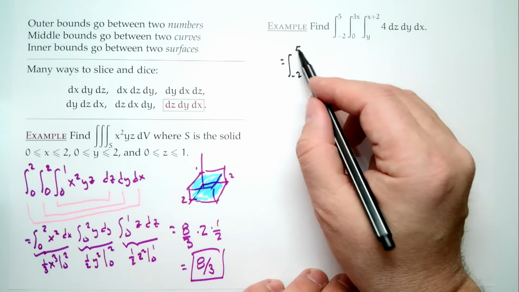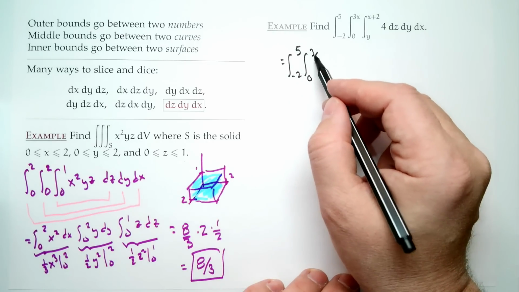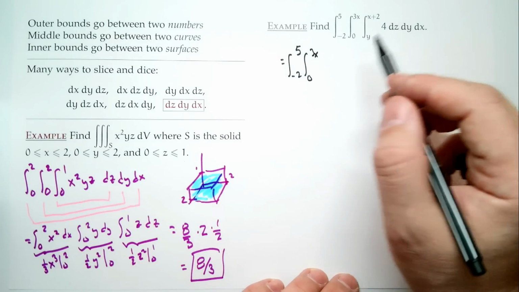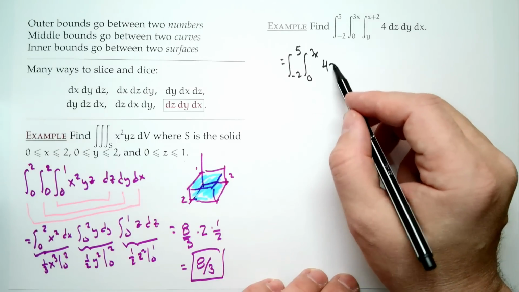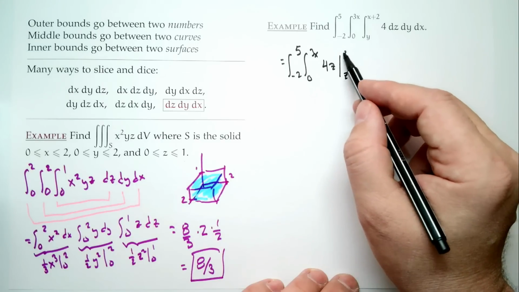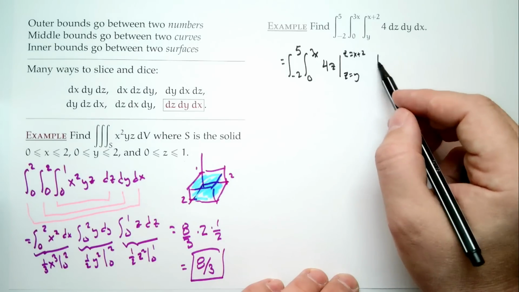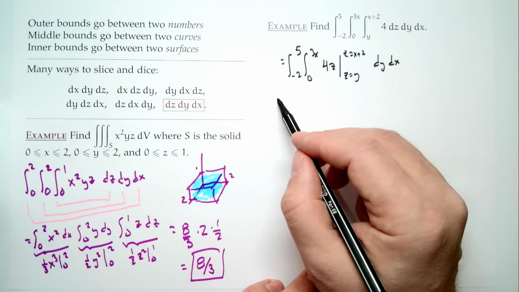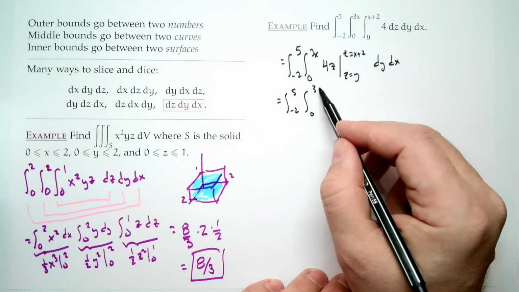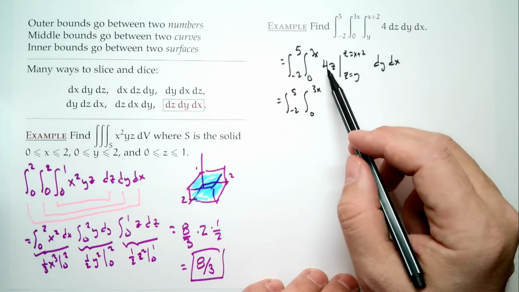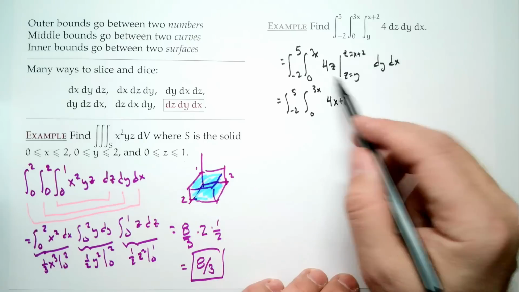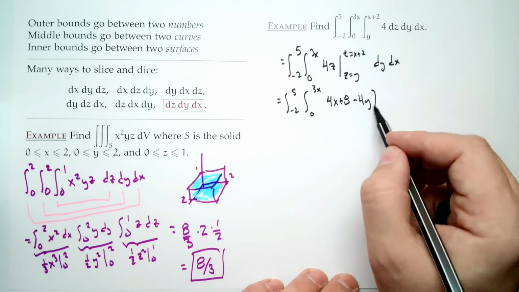So -2 to 5, 0 to 3x, and we start by integrating with respect to z. What's the integral of 4 with respect to z? 4z. And then we're going to evaluate from z equals y to z equals x plus 2, dy dx. Carry out the evaluation. So we'll still have the integrals, -2 to 5, 0 to 3x. We get 4 times x plus 2, which I can write as 4x plus 8, minus 4 times y, which I can write as minus 4y.